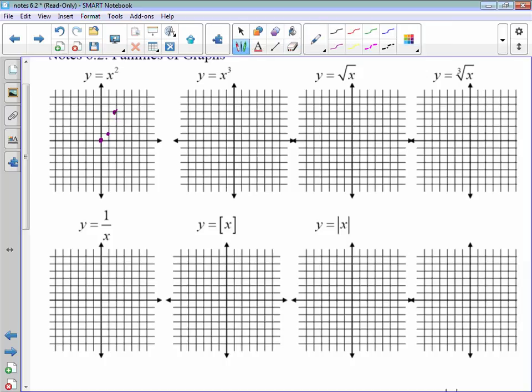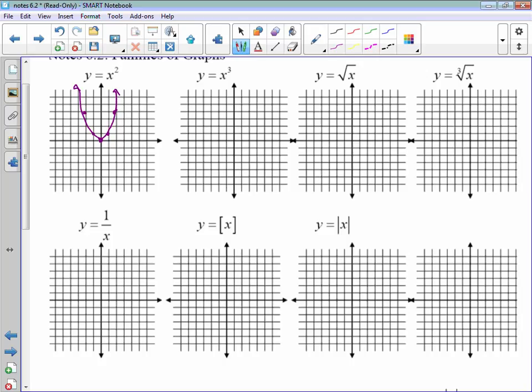Okay, and then the negatives, what do you get? What's negative 1 squared? 1. And negative 2 squared? 4. Over 2 on 4, because 2 squared is 4. Oh, yeah.